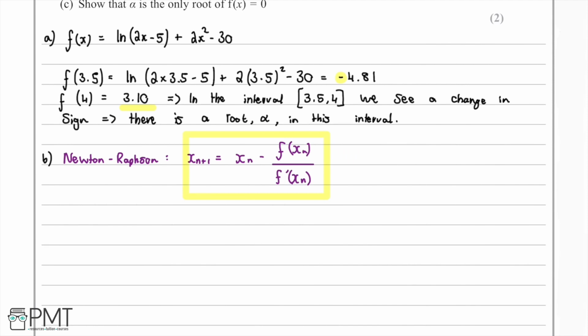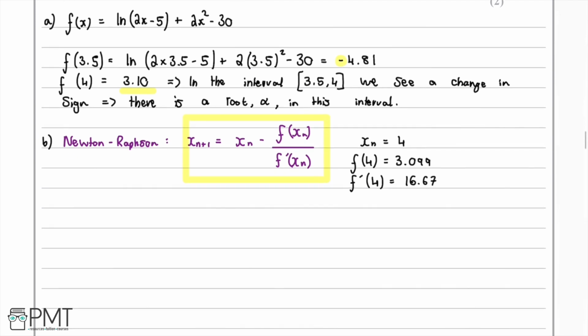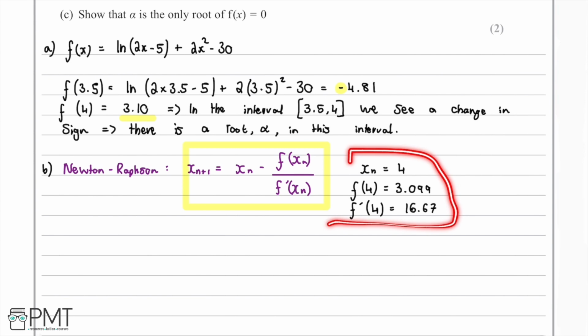So we then recall what information we're given. We're given that x n is equal to 4. So this is our starting point. We're then given that f of 4 is equal to 3.099, and then f dash of 4 is equal to 16.67. So this means we can take these values, which were given in the question, and substitute these into our formula to work out what x of n plus 1 is going to be equal to.